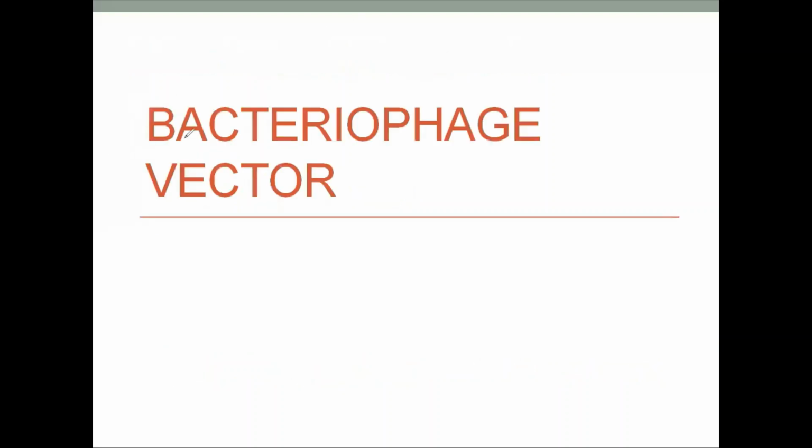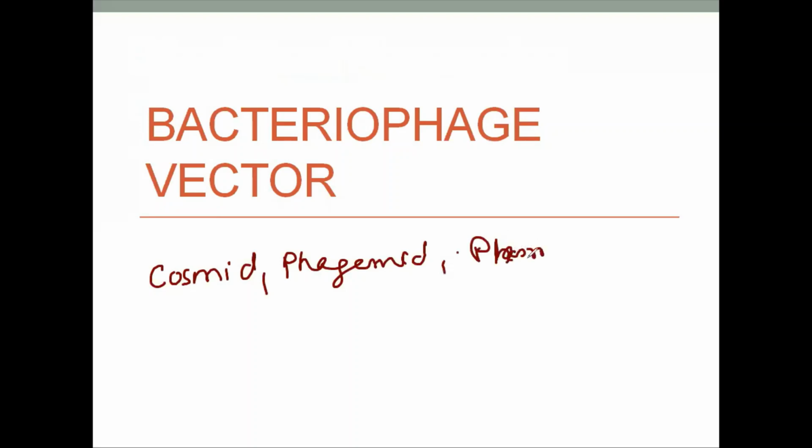Now, because you know what a bacteriophage and a plasmid vector are, in the next video we will be doing something about cosmid, phagemid, and phasmid. Because we already did bacteriophage and plasmid vectors, now we will see how, if you merge the two separate vectors, what is formed.